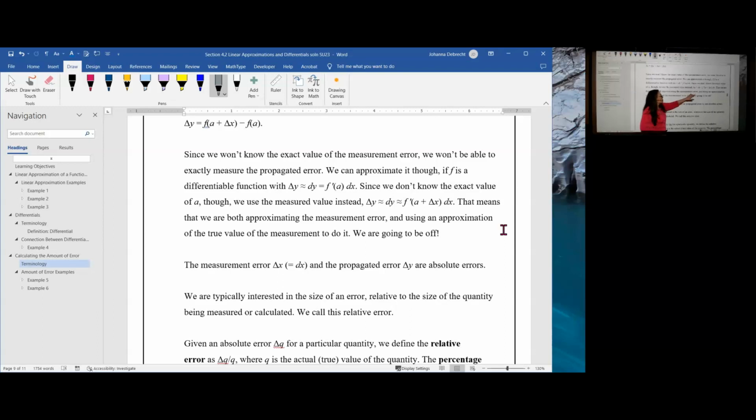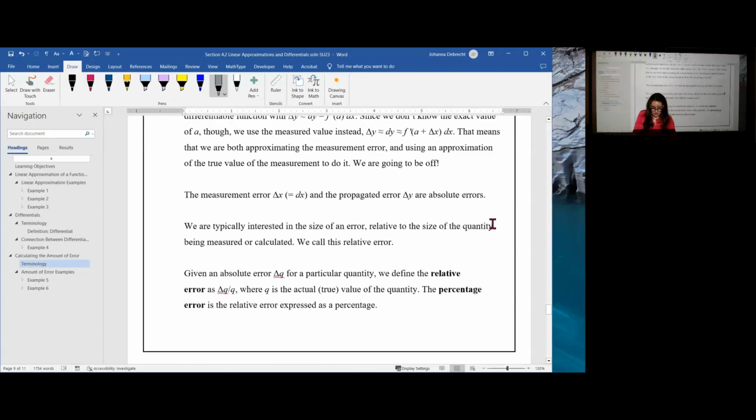So if we want to measure delta y, which is approximately dy, the change in y in the tangent line, we're going to actually compute the derivative at the measured value, A plus delta x, times dx. It's not right at A where it should be, but we don't know what the true value is. So we're both approximating the measurement error and using an approximation of the true value to do it. We're going to be off.